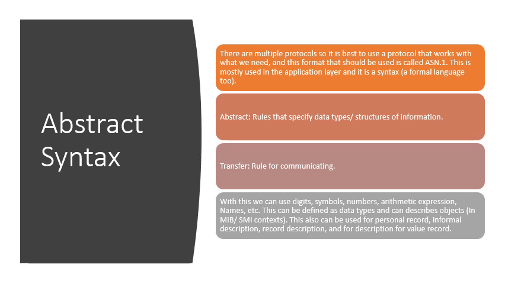Abstract rules that specify data types, structures of information, transfer rules of communicating. With this, we can use digits, symbols, numbers, arithmetic expressions, names, etc. This can be defined as data types and can be described objects in MIB or SMI contents. This also can be used for personal records, informal description, record description, and for description of value record.